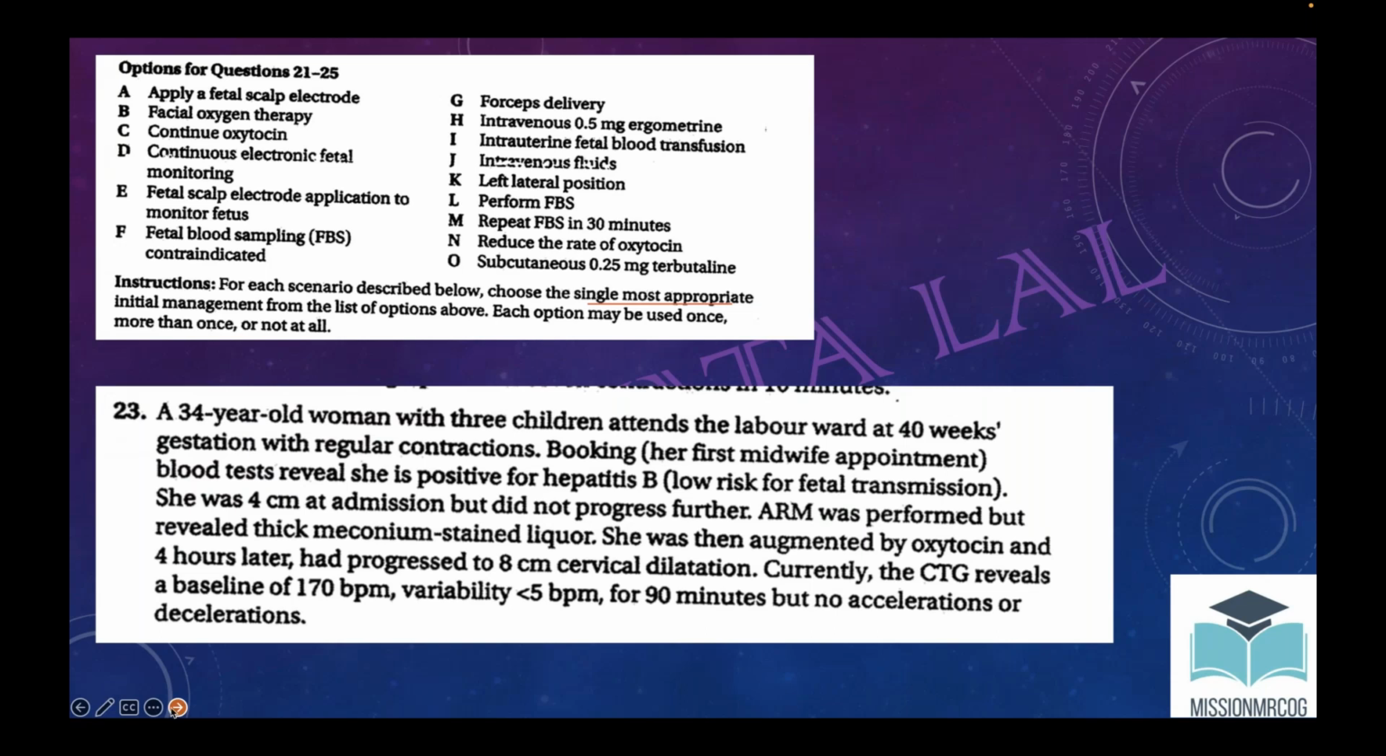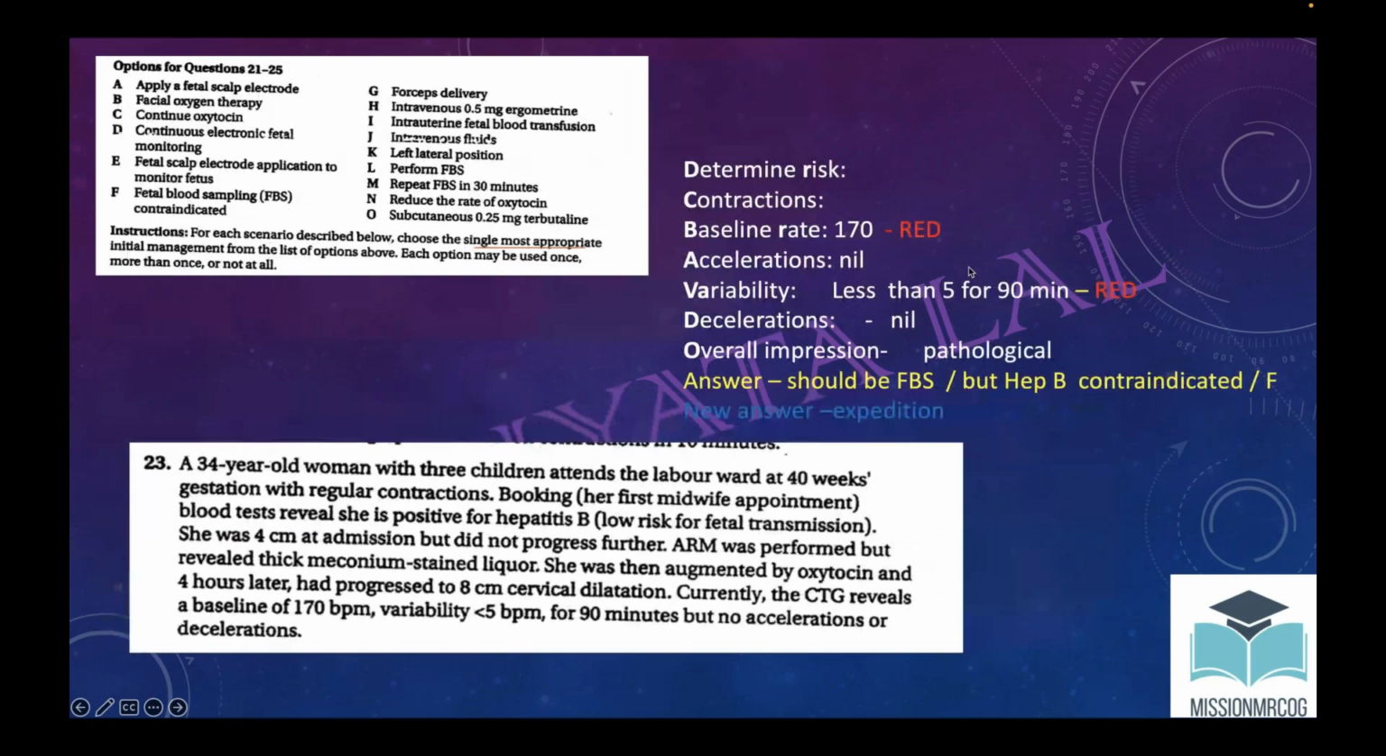The baseline is more than 160. Amber, ma'am. No, no. Baseline is red. More than 160 is red. Variability is less than 5 for more than 50 minutes. Again, that's also red. So there are two red features. Two red features is pathological CTG.